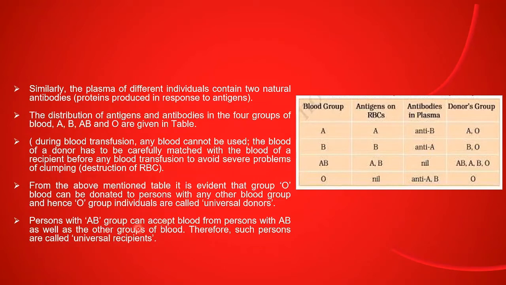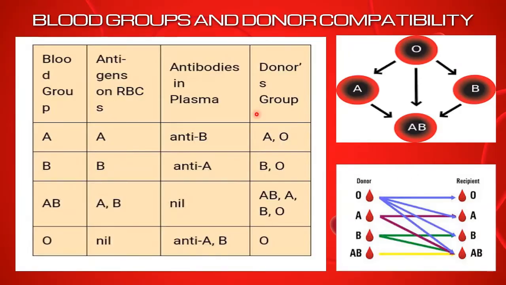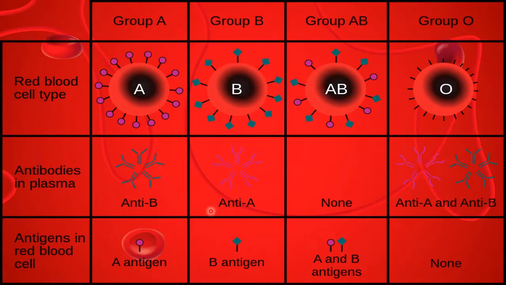An AB individual can accept blood from a person with AB as well as any other group. Therefore, such a person is called the universal recipient. Here we have seen that in an AB person, no antibodies are present. So it can take blood from any blood group, that is AB, A, B, or O. That is why they are called universal recipients. Here also the same things have been given.